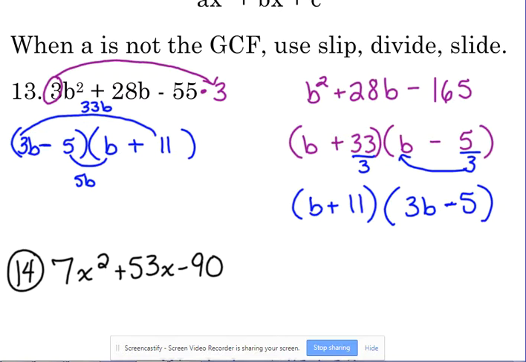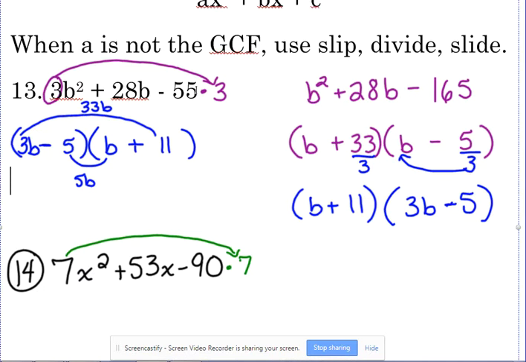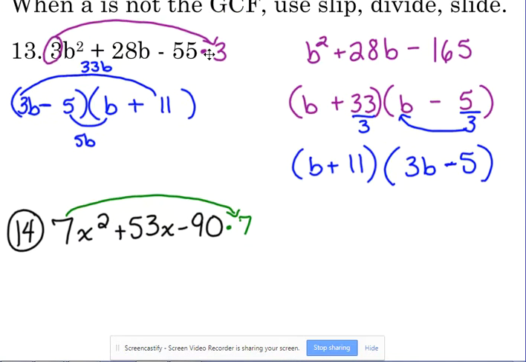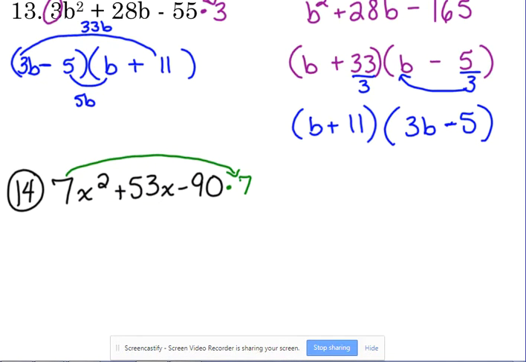So we start by slipping. The 7 comes back here to the end, and we're going to multiply. Here's what our problem looks like now: x squared plus 53x minus 630. This is kind of the downfall to the slip, divide, and slide method. Your numbers get a little big sometimes.